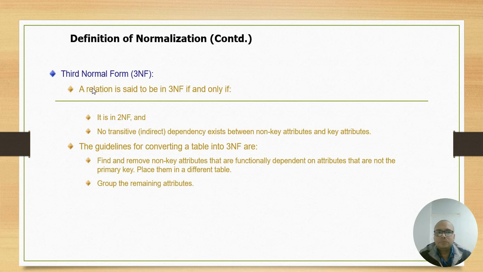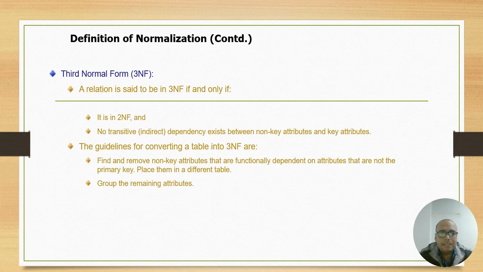Third normal form: a relation is said to be in third NF if and only if it is in second normal form, and no transitive or indirect dependency exists between non-key attribute and key attribute. Guidelines for converting a table into third NF are: find and remove non-key attributes that are functionally dependent on attributes, I mean columns, that are not the primary key. Obviously, who are not the primary key? Place them in a different table.